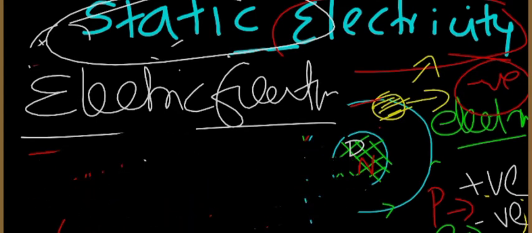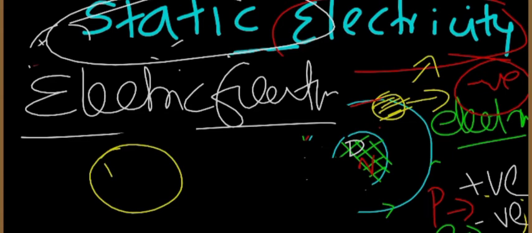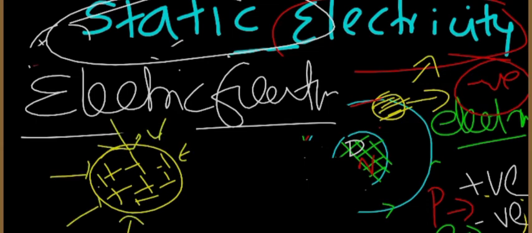Like this. This is a charged body and all the charges will remain there. So we can call this one a charged body. Okay, this one is positively charged. Here I have given a positive charge, so you can say that it is positively charged. And this condition is called static electricity.